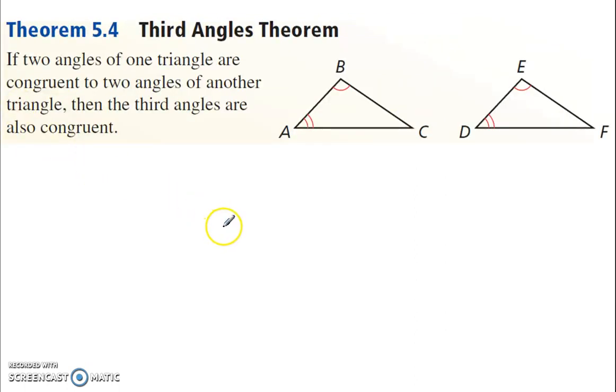The third angles theorem tells us that if two angles are congruent to two angles in another triangle, then the third one also has to be congruent to the third angle.